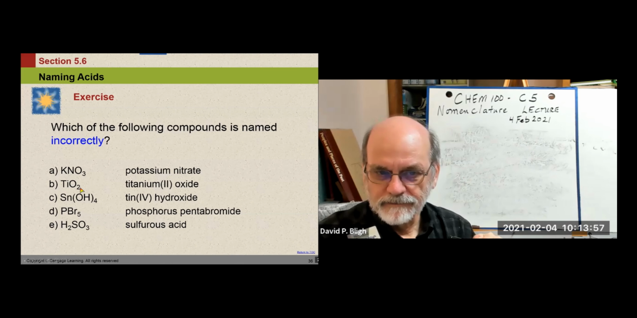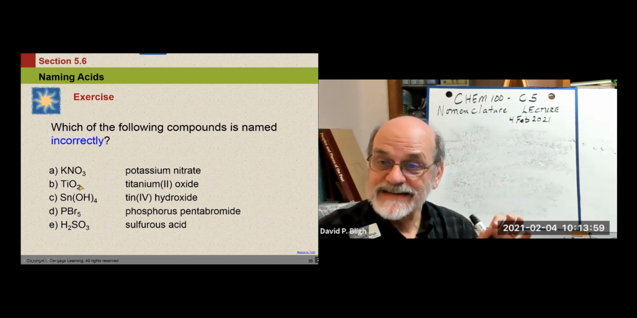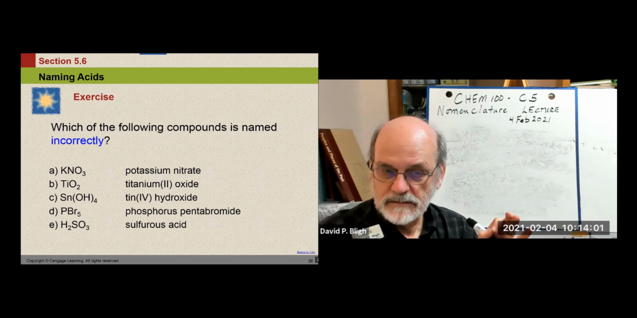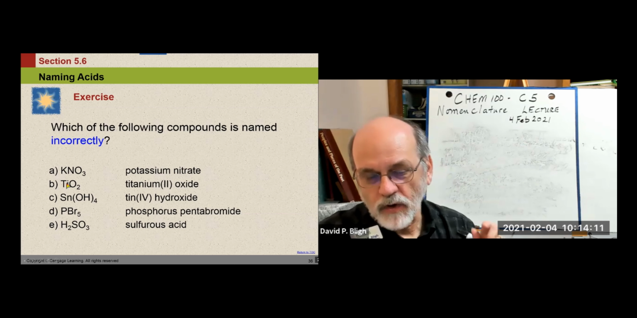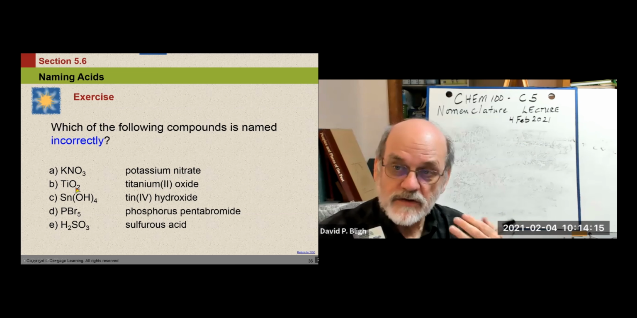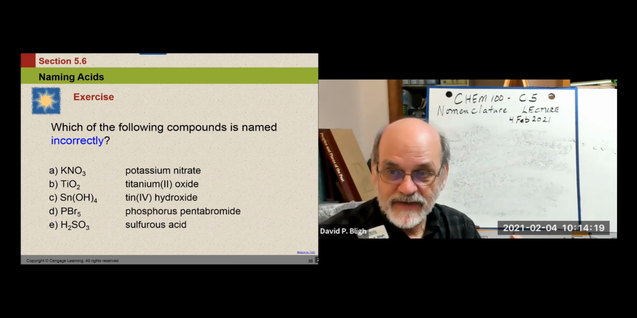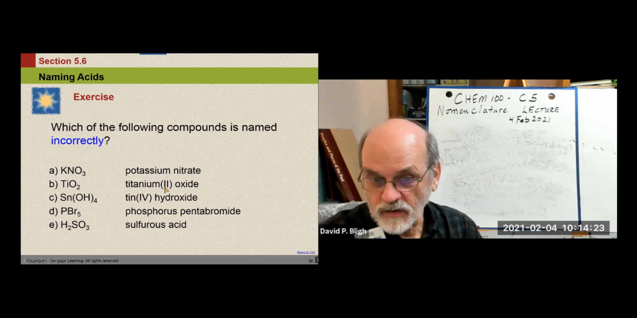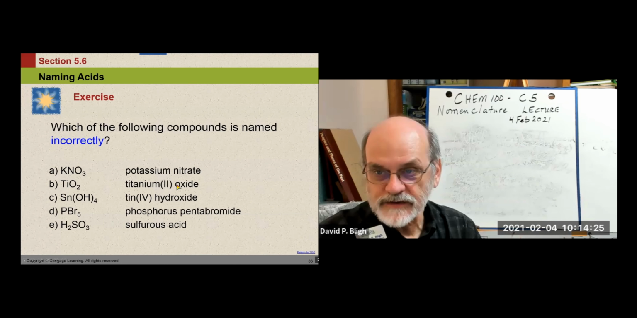This one, Ti, is titanium. That means, since it comes from the transition metals, it could have variable charge. So we say, all right, what is the charge? Well, oxygen is a 2-, so it's 4- that has to be balanced by the cation, which should be 4+. That name is wrong. Titanium(IV) oxide would be correct.